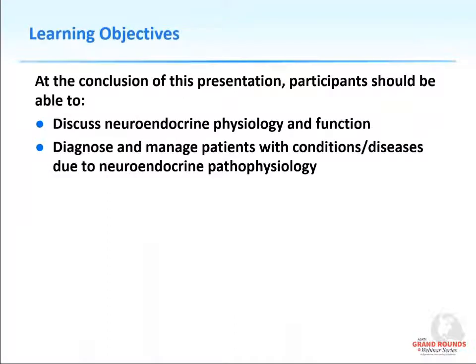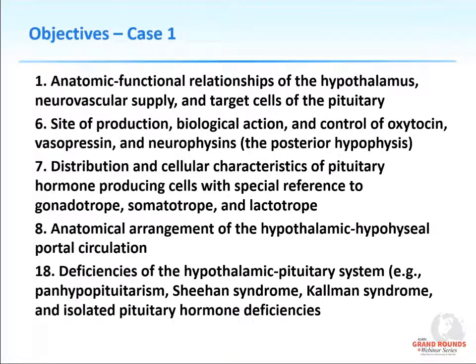At the conclusion of this presentation, participants should be able to discuss the neuroendocrine physiology and function, and diagnose and manage patients with conditions and diseases due to neuroendocrine pathophysiology. These learning objectives are taken from ABOG, and here are some of the objectives that the fellows and other REIs are guided to learn. We will go through some of these now and focus primarily on understanding deficiencies of the hypothalamic pituitary system.